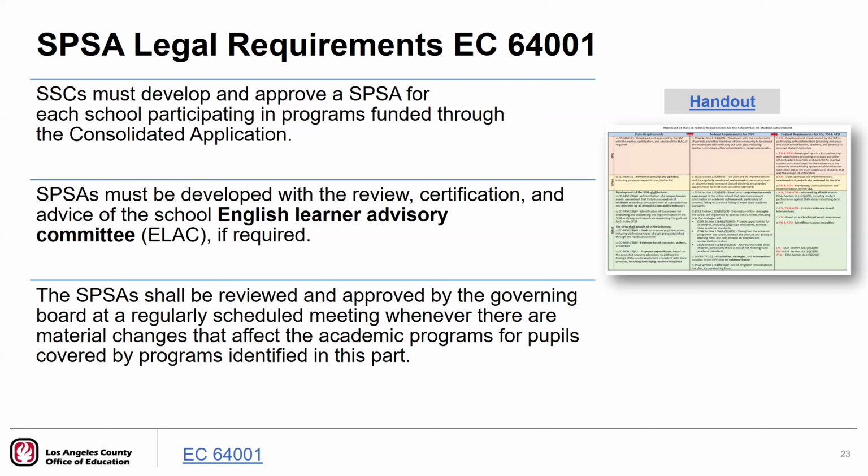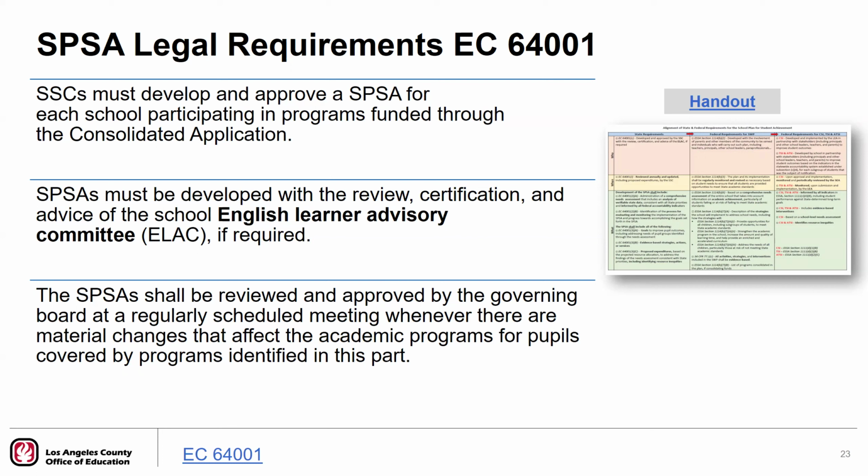When certifying the CONAP, LEAs must ensure that the SIPSA meets the legal requirements, that the school site council has developed and approved the SIPSA for each school participating in programs funded through the CONAP, and that SIPSAs were developed with the review, certification, and advice of the School English Learner Advisory Committee, or ELAC, if an ELAC is required. Education Code also requires that SIPSAs be reviewed and approved by the governing board or body of the LEA at a regularly scheduled meeting whenever there are material changes.